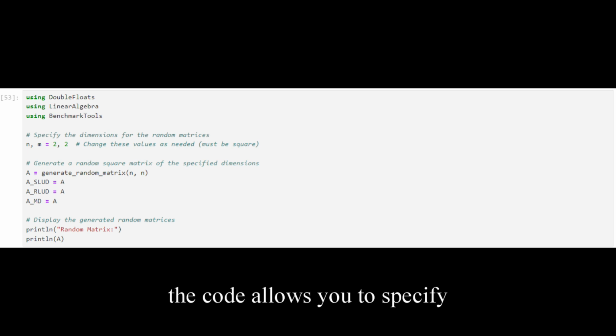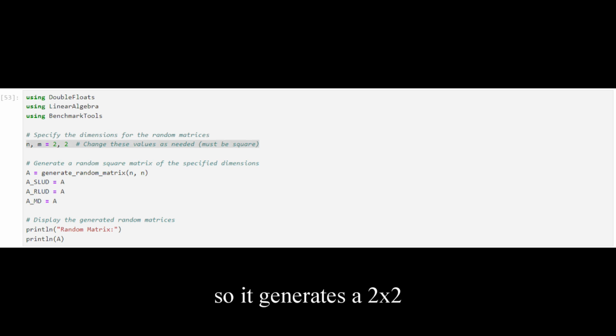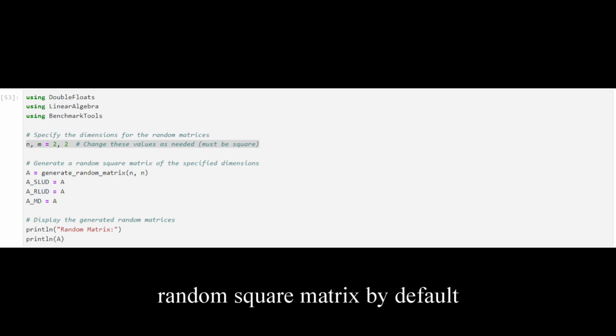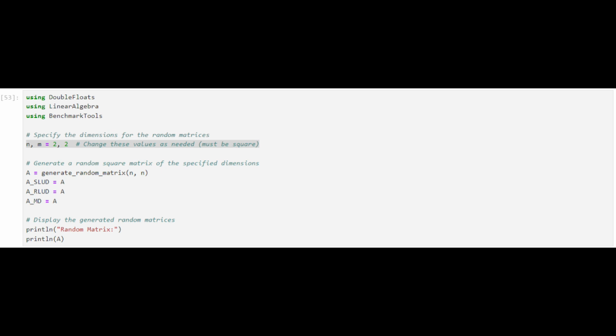Next, the code allows you to specify the dimensions of the random square matrix by setting the variables n and m. It's important to note that n and m are both set to 2 in the provided code, so it generates a 2x2 random square matrix by default. You can change these values as needed to generate matrices of different sizes.